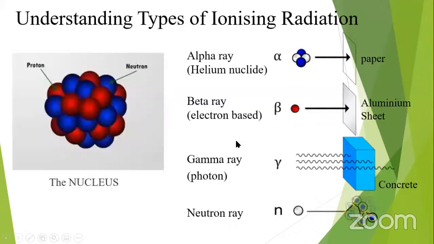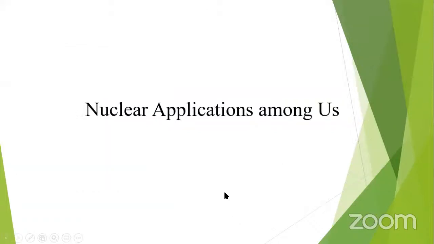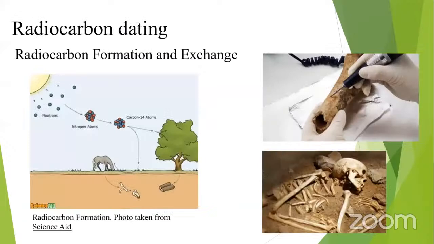So now we talk about the application. After understanding this penetration and type of ray, we go to application. The first application I want to talk about is the natural one, which happens within us. We call it radiocarbon dating. Radiocarbon, or carbon-14, is formed in our atmosphere, mixed with our environment, and we somehow inhale it. It is unstable, but the half-life is around 5 to 6,000 years. It is a long half-life, but it is safe.